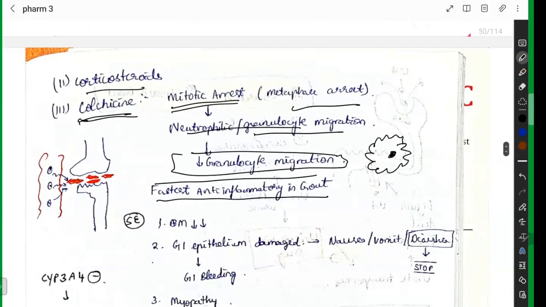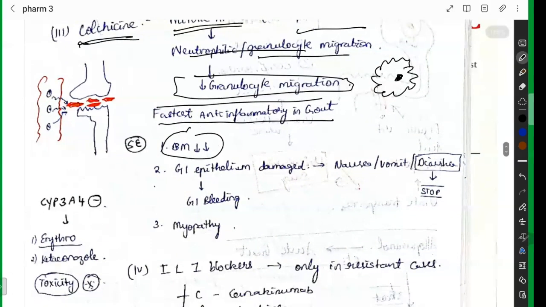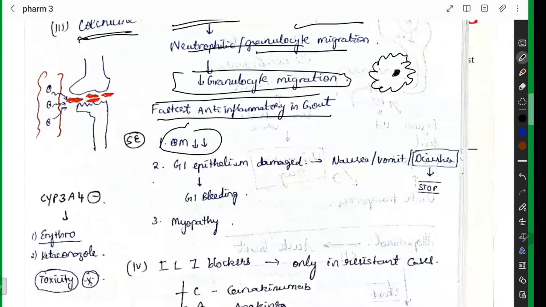But the problem is that you're going to have bone marrow suppression. You're decreasing the neutrophils, and when you decrease them by arresting mitosis, it causes bone marrow suppression. Similarly, the GI epithelium is damaged, leading to nausea, vomiting, diarrhea, and GI bleeding. And third is myopathy. Remember myopathy.